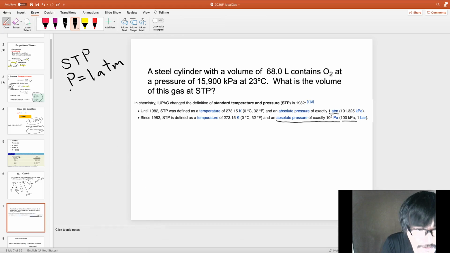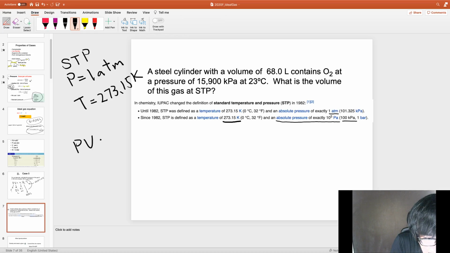Then temperature, that's a big one. Temperature is actually 0 degrees Celsius, okay, not the 25 degrees Celsius. So that one right here is 273.15 Kelvin. Okay, that's pretty much all you need to know. So let's just use some PV equals nRT.